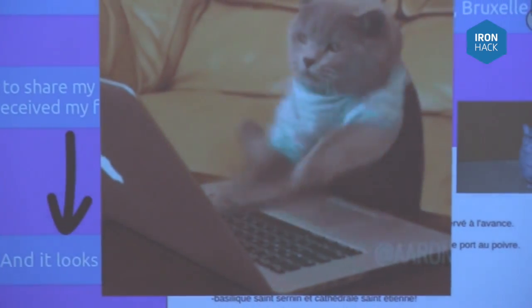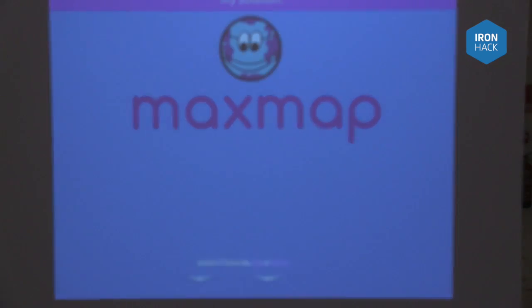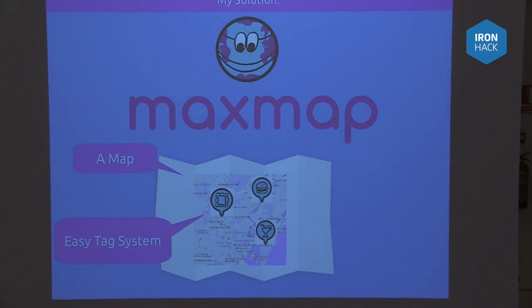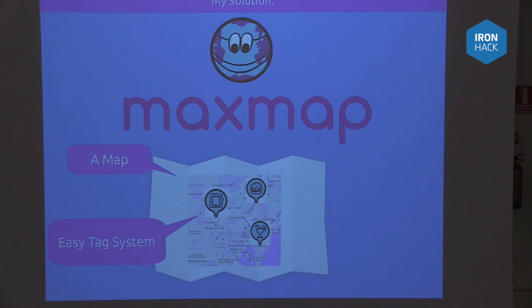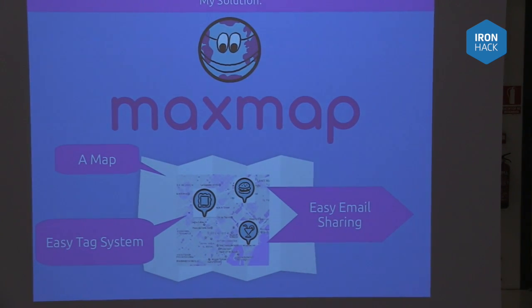So I decided to make an awesome app. So the solution is MAXIME. MAXIME, it will be a nice map. This map will have an easy tag system with super little pictures that make this guy here in the front row. And then it will be easy to share.